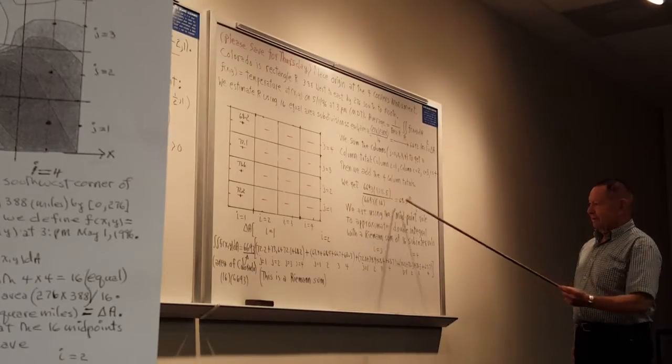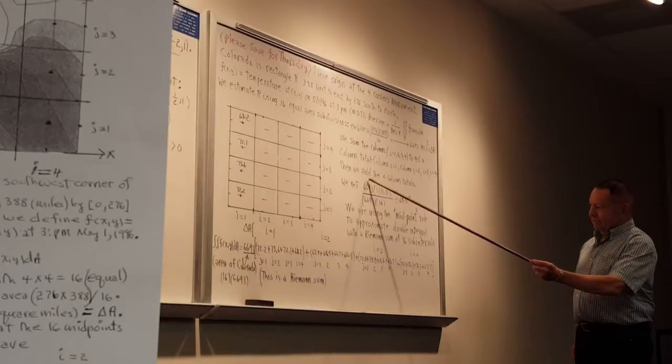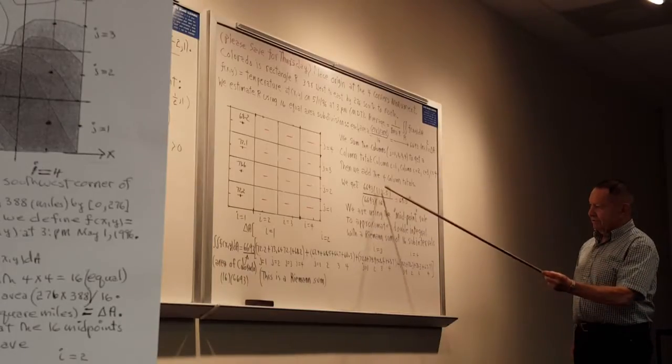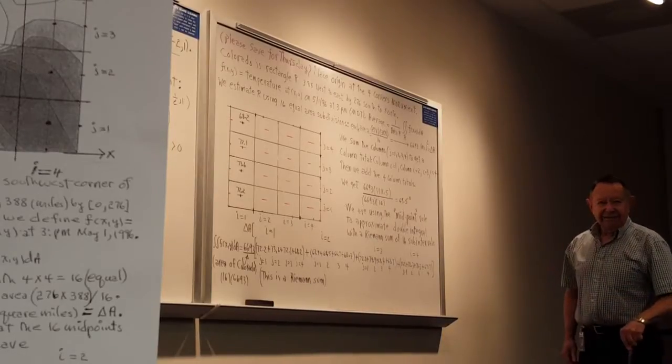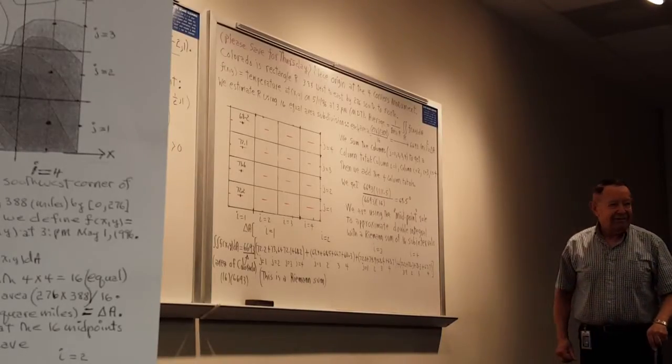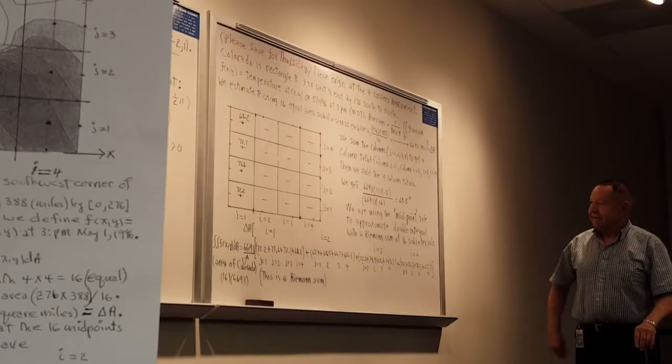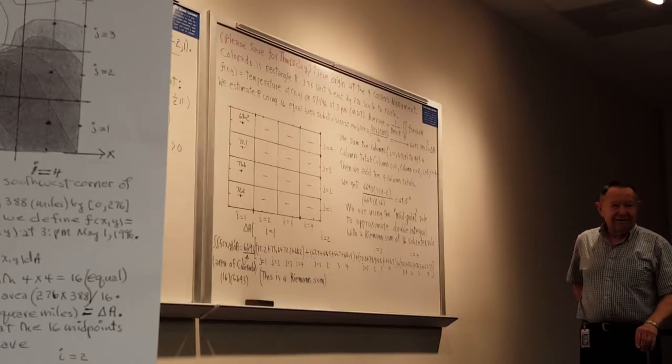So finally, you notice this number cancels, so then I take this one over 16 and I get 69.5 degrees as my approximate average temperature for the state at that time, that day.